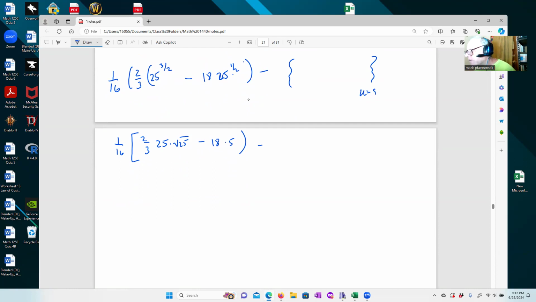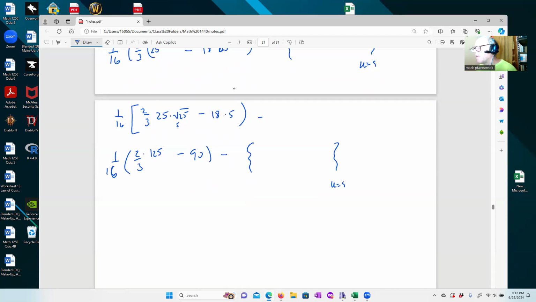So the square root of 25 is 5. 5 times 25, we end up with 125 times 2/3 minus 90. This is all times 1/16. How delightful. Okay, and then again, we have to subtract, and we haven't done this part yet. This is still u as a little. I'm just working this little part of it here. 125 times 2, that looks to be 250, divided by 3, minus 90. This is all times 1/16.